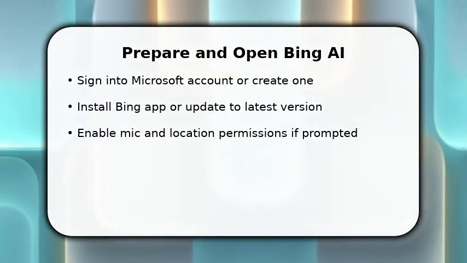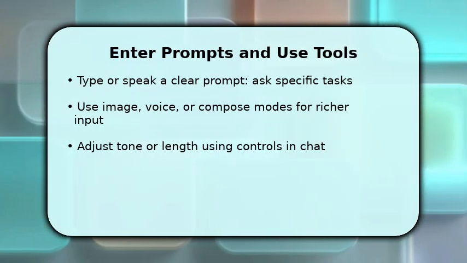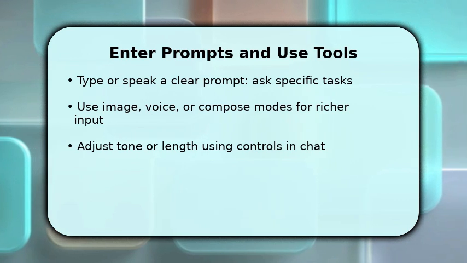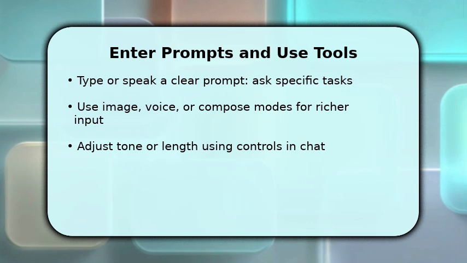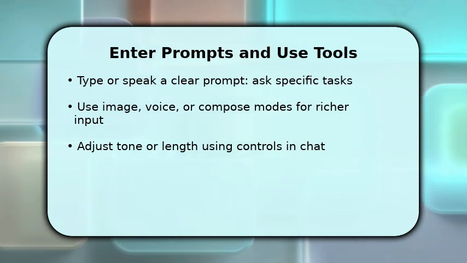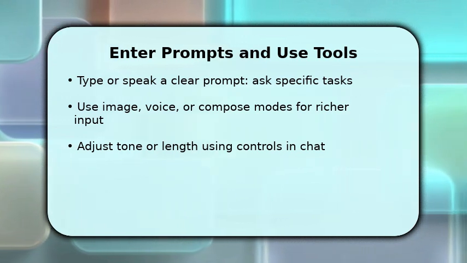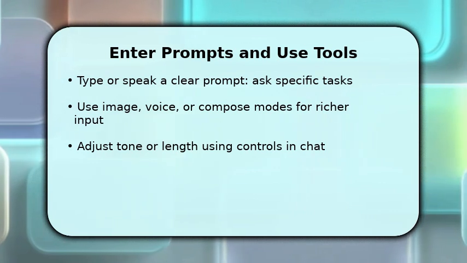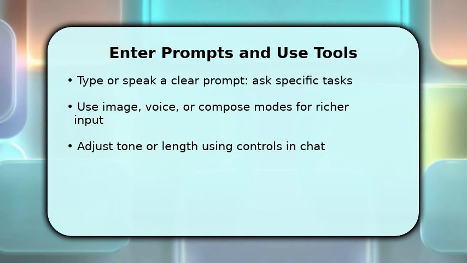You type or speak a specific prompt telling Bing exactly what you want. For example, describe the task, include constraints, and request format. Once you submit, explore image or voice input to add context. Use photos to get visual analysis or voice for hands-free interaction. Make sure to use the mode controls to set creativity or length and edit follow-ups to refine results. This middle stage is where detailed input steers Bing.